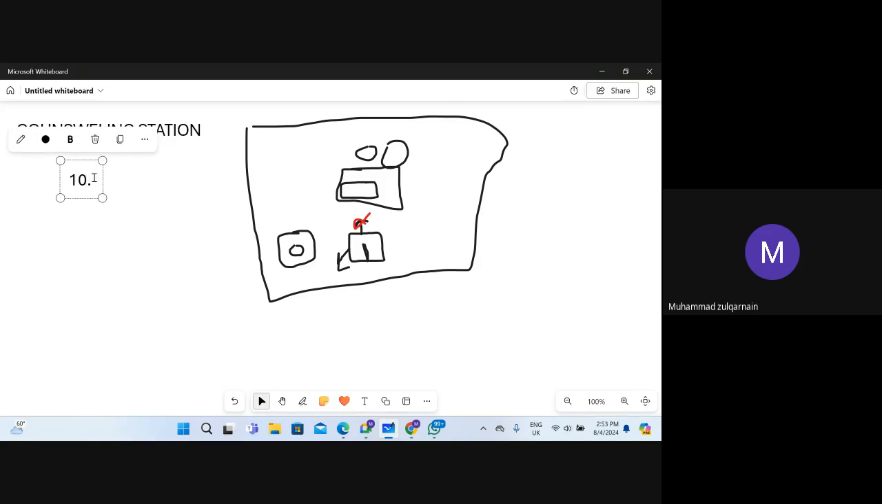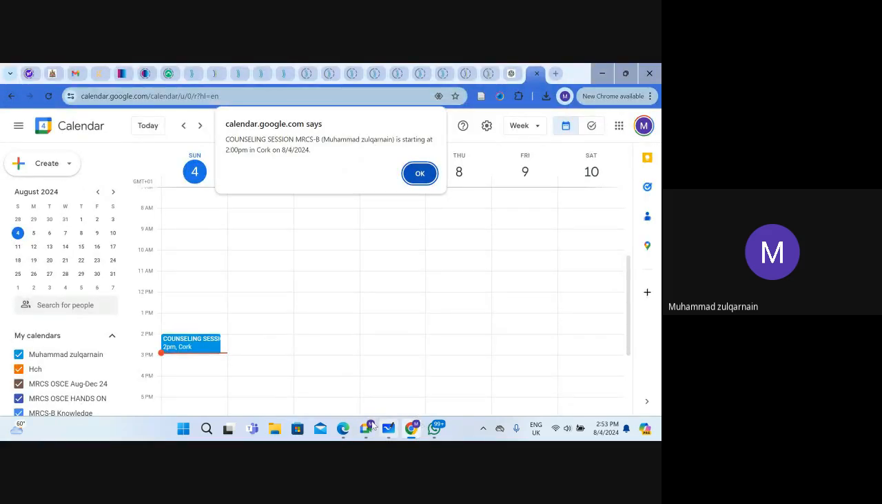Ask the patient, should I summarize it for you? When you have answered all the questions, ask the patient, should I summarize it for you? And the patient will say, yes, summarize it for me, or anything like that.